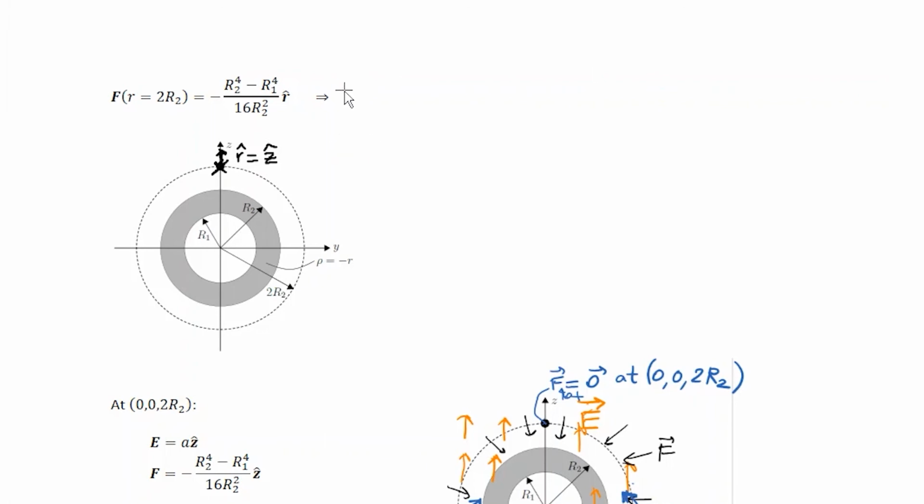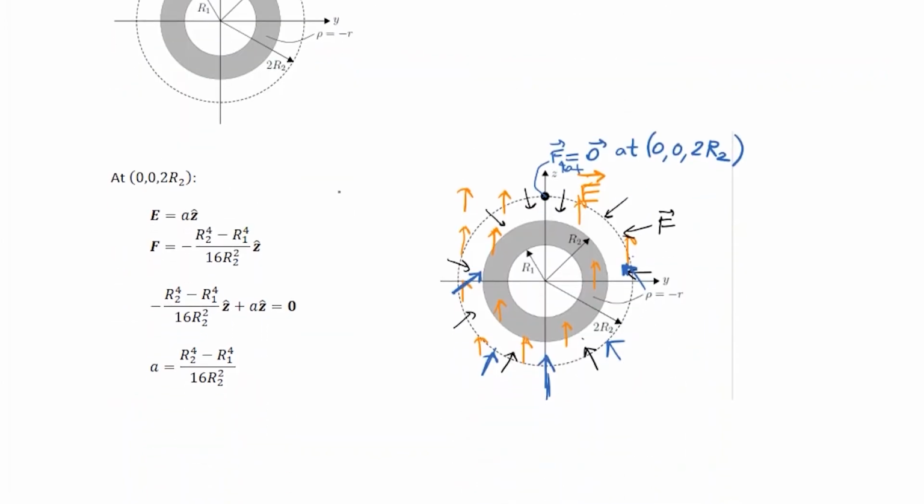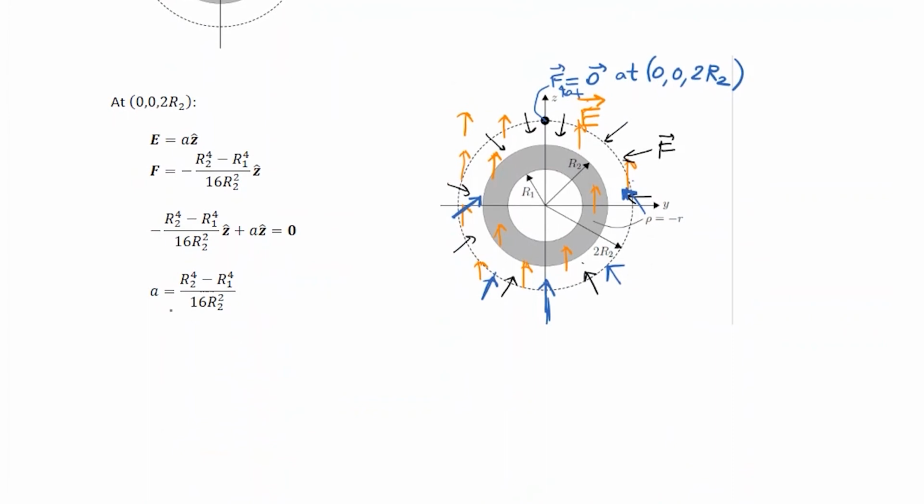So F at the point (0, 0, 2r2) is equal to negative r2 to the power of 4 minus r1 to the power of 4 divided by 16 r2 to the power of 2, and then instead of r hat, we would write z hat. This way, at point (0, 0, 2r2), we have E, which is shown in orange, being A times z hat. F is equal to this expression we just found here. Then we add the two fields together for this point, and we are supposed to get 0. This lets us find A. We know that the only way for this expression to be 0 is if A is equal to this constant. So that's all we need to do for this problem.